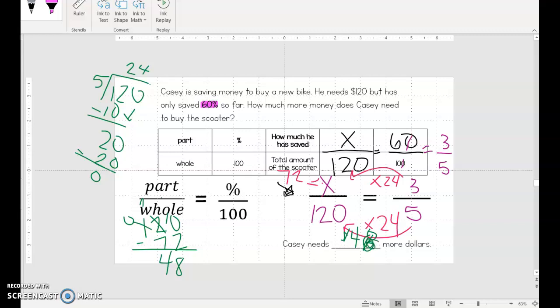Okay, that's an 8. 48. Let's try this again. He needs $48 more. There you go.